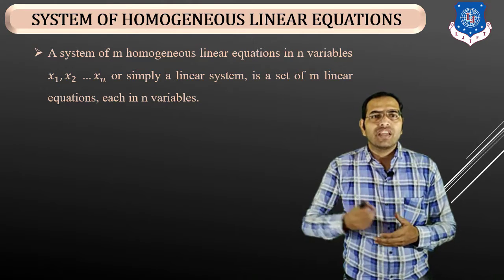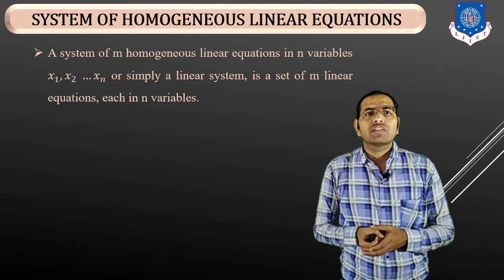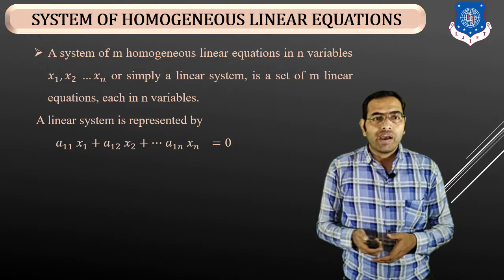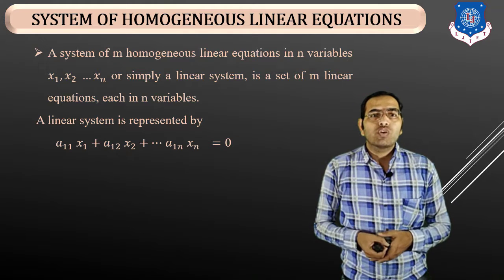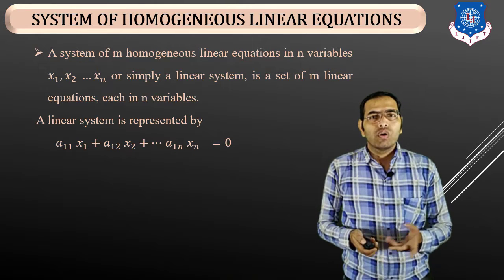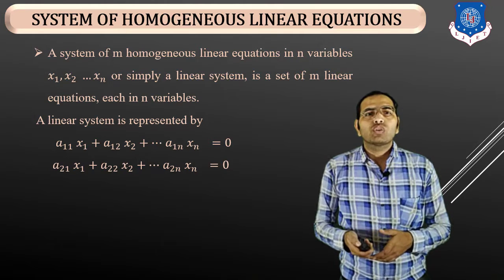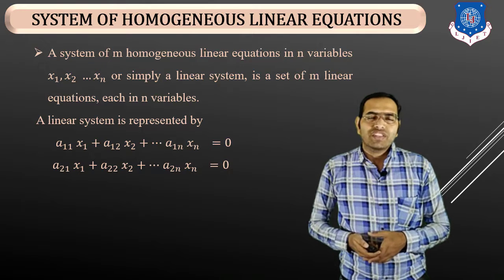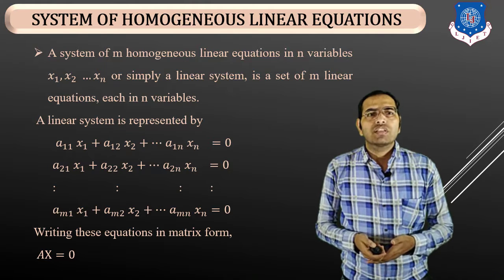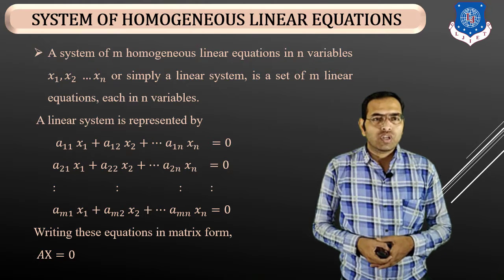x2, x3 up to xn, or simply a linear system, is a set of m linear equations in n variables that can be represented by a11 x1 plus a12 x2 plus and so on up to a1n xn equal to 0. In the second equation, a21 x1 plus a22 x2 plus a23 x3 up to a2n xn equal to 0. Continuing in this manner, we can write the mth equation, which is am1 x1 plus am2 x2 up to amn xn equal to 0.